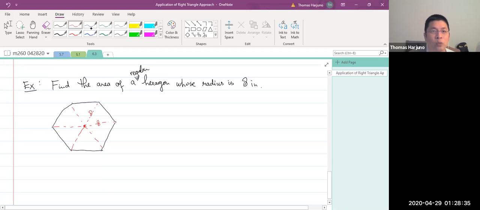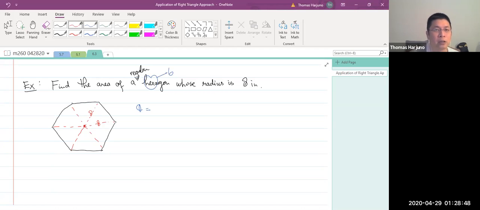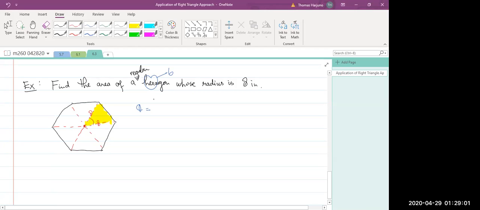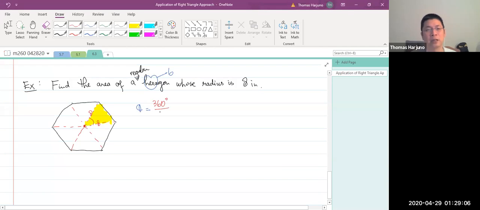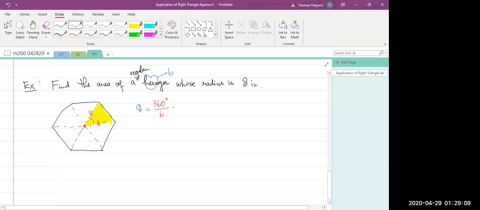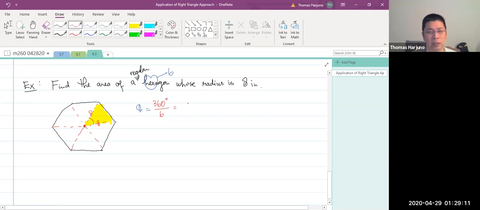Now the question is, what is the theta though? Hexagon means 6 sides, right? So there will be 6 triangles there. And each angle will be what degree? 60. How do you get that? 360 divided by 6. That will be 60 degrees.